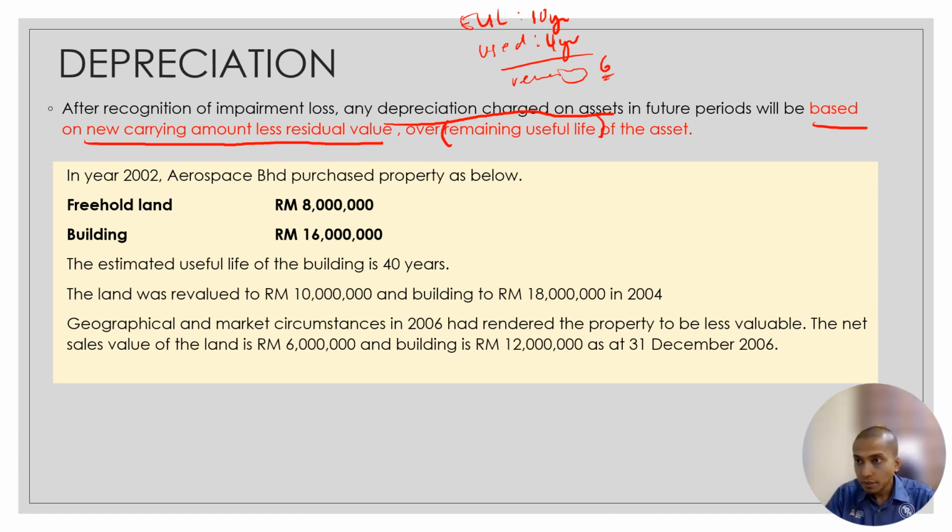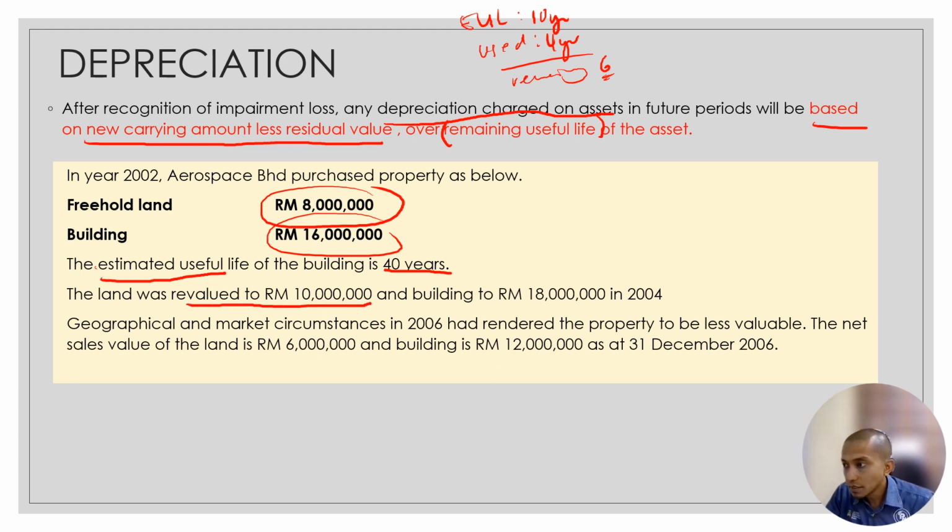In the year 2002, Aerospace Bhd purchased the property as follows. The estimated useful life of the building is 40 years. This is land. Land does not depreciate like normal. The land was revalued to 10 million and the building to 18 million in 2004. So in 2002 this is the purchase price, and they increased. Land is 10 million, building is 18 million. Okay, clear.